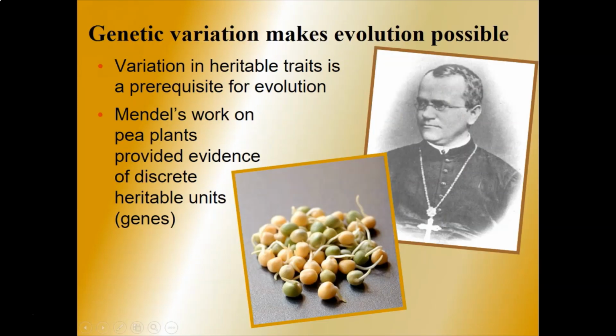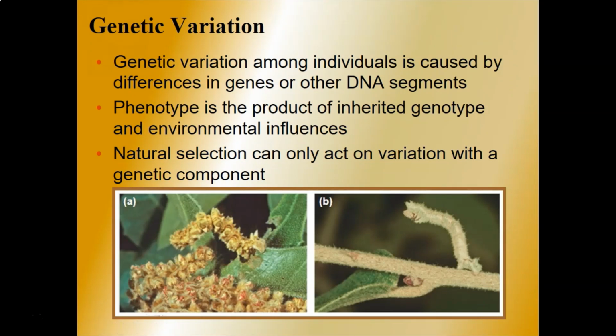Genetic variation makes evolution possible. We know that there has to be variation in a population for evolution to happen, right? And all you have to do is look back at Mendel's work with pea plants and see that, oh yeah, that's genes, right? And genes can be different from organism to organism inside of a population. Okay, so you know how we vary from each other, and that's because of our sequence of DNA, right? Our nucleotides, and the phenotype is the product of this inherited genotype, and we have environmental influences as well. Okay, but natural selection will only act on our genetic components.